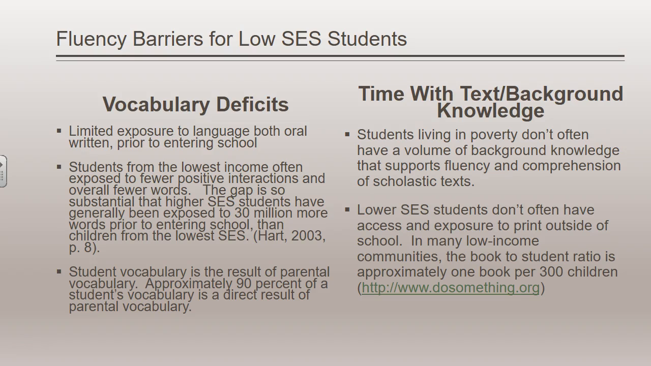Further fluency barriers for these lower SES students, one of the most major is found in vocabulary deficits. Just as we talked about with the limited exposure to text, limited exposure to language, both oral and written, is often a ramification of poverty. Students from the lowest SES are generally exposed to fewer positive interactions and overall fewer words in general. This gap is so substantial between the higher SES students, who have generally been exposed to 30 million more words prior to entering school than their lower SES counterparts.